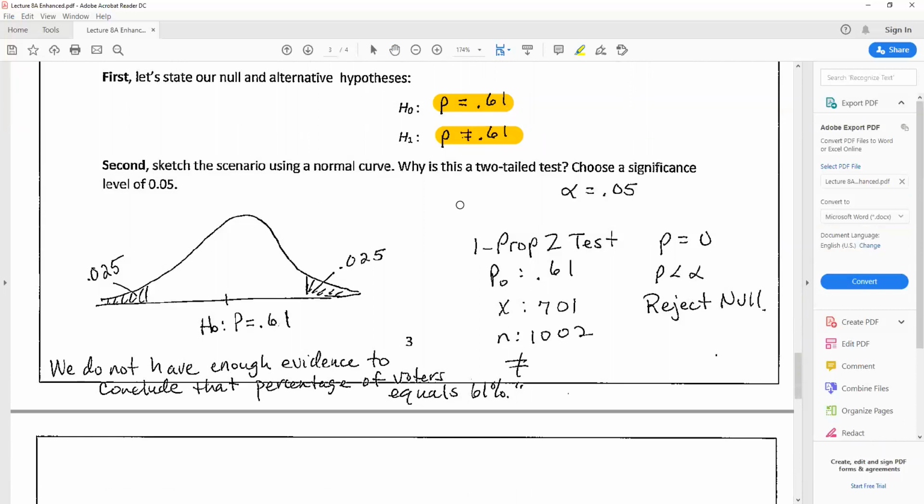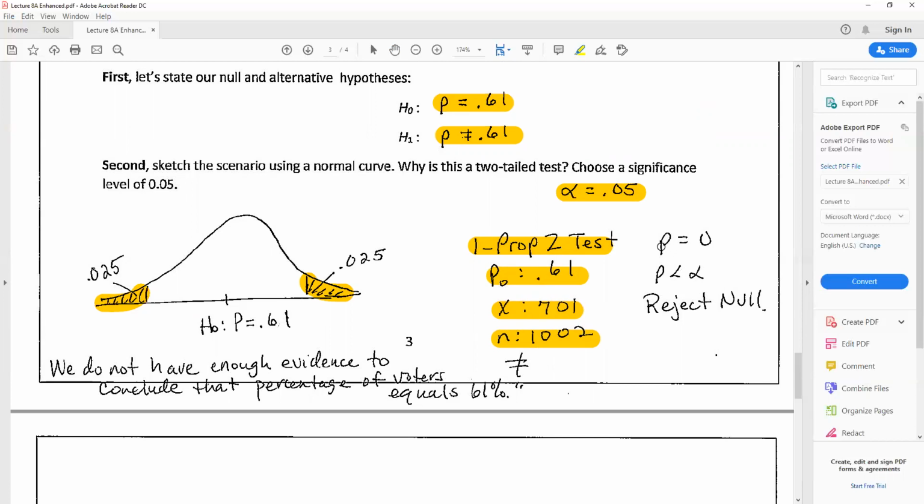Since again, this is a two-tailed test, we're going to do the alpha level of 0.05. If we split that into the two tails, that's going to be 2.5% in each tail. We will do the one prop Z test. We will put in the null claim for the proportion, 0.61. We know that 701 out of 1,002 participated in the survey and claimed to have voted.